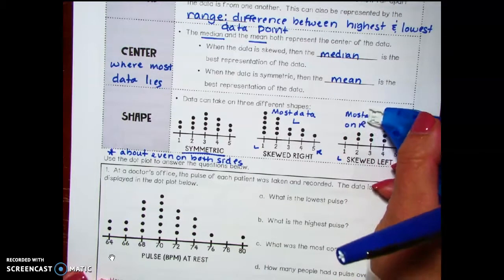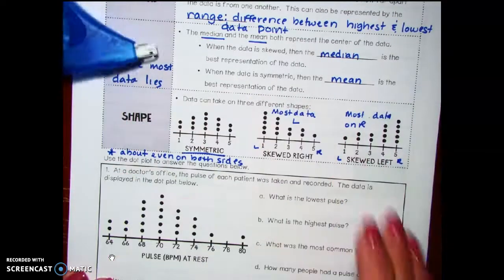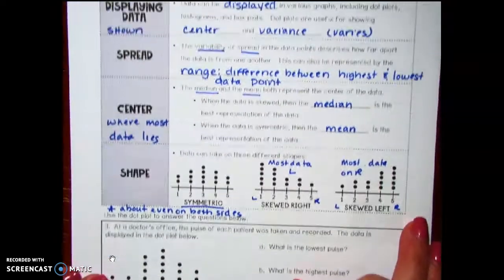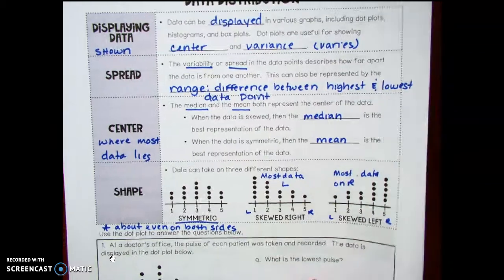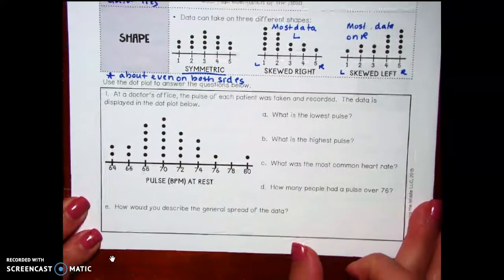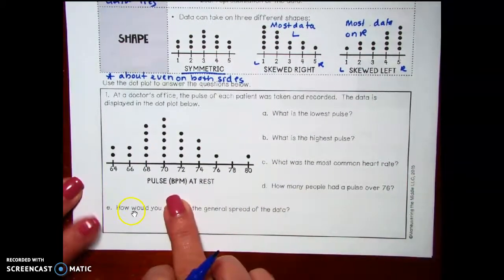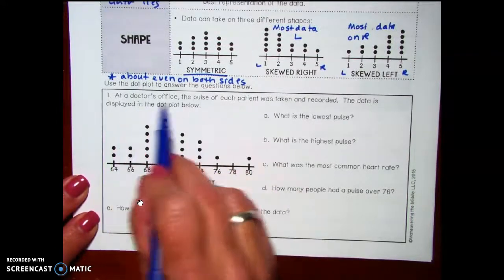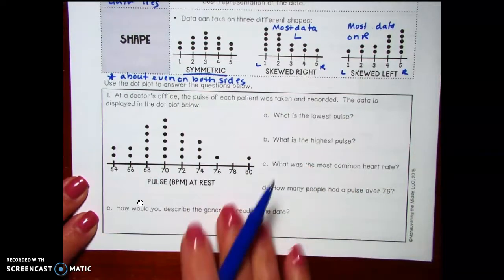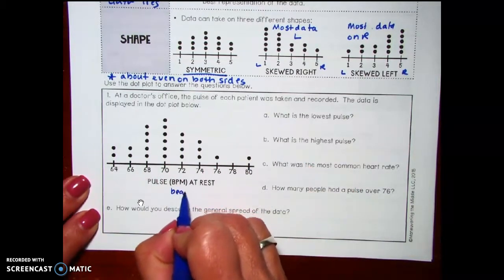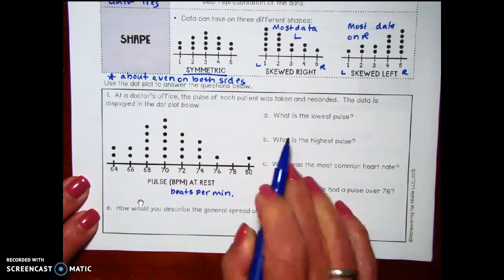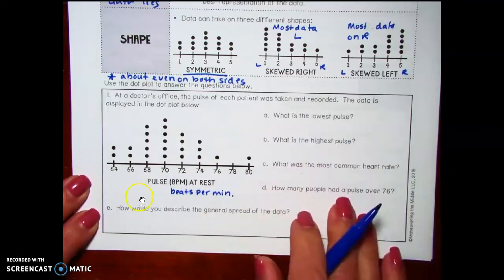I'm going to put a little extra something in there. Okay, so now let's go ahead and start to use all of this information here to read and interpret this. So this is a dot plot, okay? And it's a doctor's office, and it talks about the pulse of each patient and how it was recorded. This means beats per minute, okay?